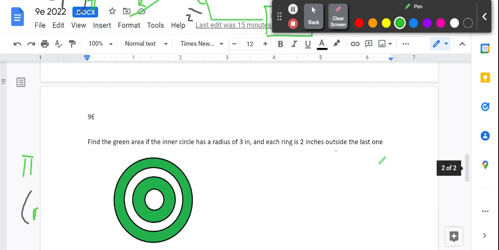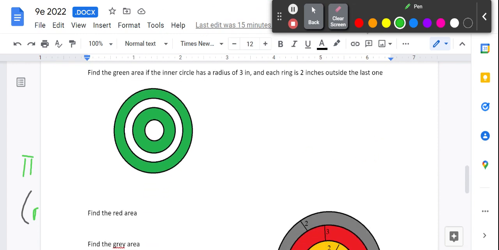I'm going to do one more here. So here, find the green area if the inner circle has a radius of 3 inches and each ring is 2 inches outside the last one. So we're going to say this thing has a radius of 3, and each one of these has a length of 2. Okay, so here we have our outer green ring right here.